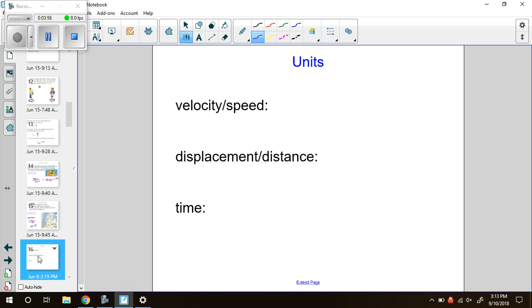All right, units here. We have velocity. So velocity we're going to keep as meters per second, or sometimes you might see it as miles per hour, but we're going to try to stick with meters per second since that is the standard unit of measurement here in the science land that we live in. Displacement or distance, we keep that as meters, and time is seconds. Sometimes you might see it as hours or minutes, and you just have to convert.